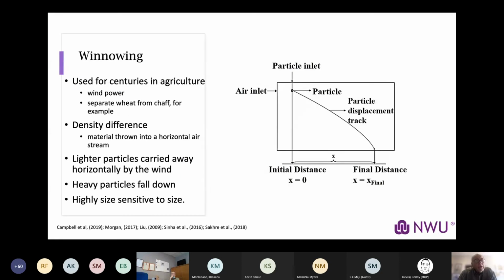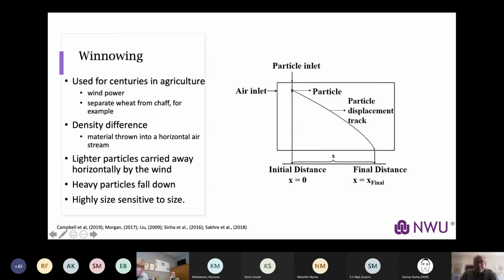Now, winnowing, and this one I know a little bit more about, because this is the project that we are running, one of my students. We all know the winnowing concept is where the farmers would take some wheat and throw it in the air, and then the wind would carry the chaff around, and the wheat will fall to the bottom. So it's using a horizontal air flow to displace particles according to their density and their shape in a certain sense as well. So it works mainly on a density difference, and the lighter particles are then carried away.